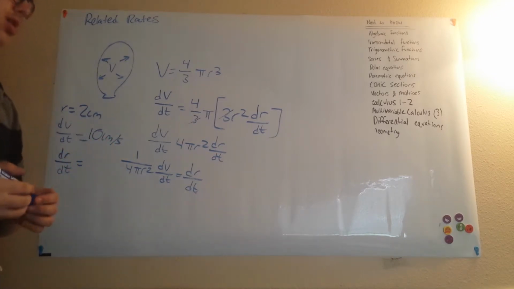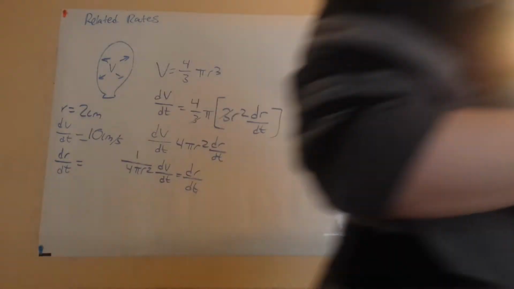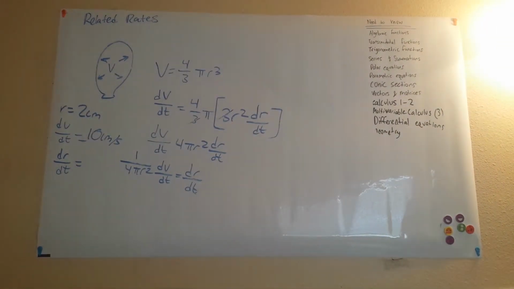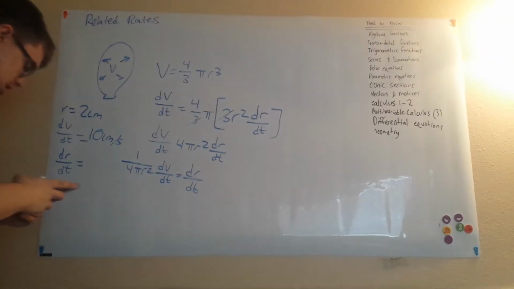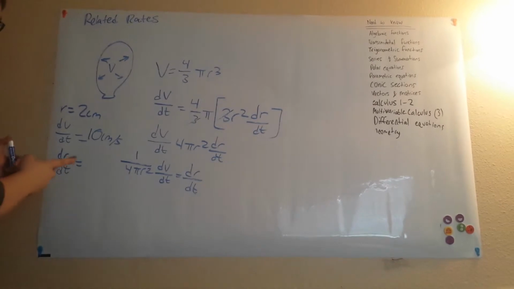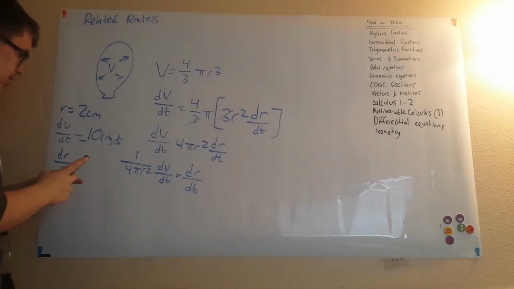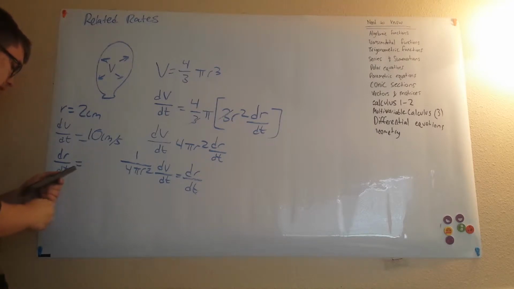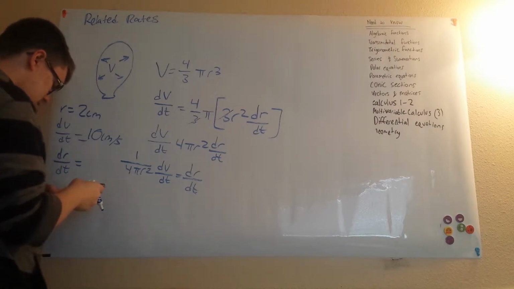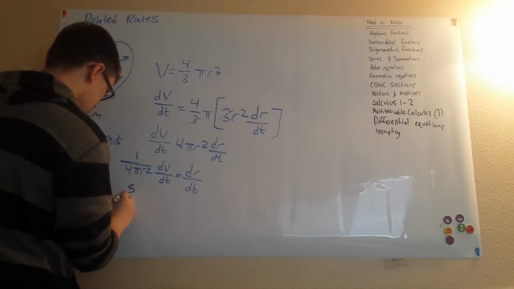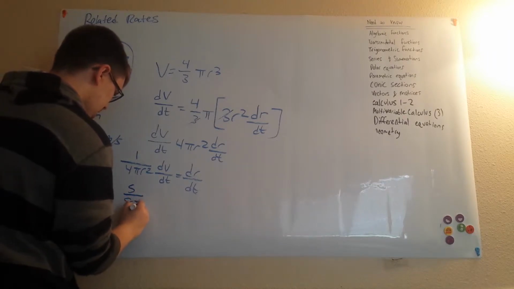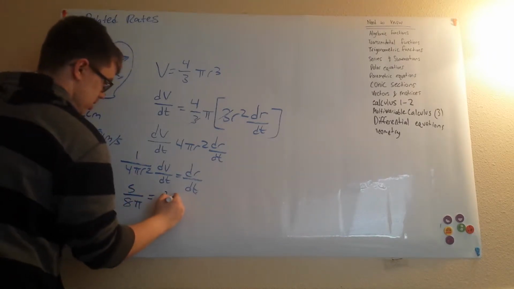So we want dr/dt. Well, we can just plug in these values. So we get 1 over 4 pi times the radius squared times my rate of change of volume. Well, let's see, this is 4 times 16, so 10 over 16. So we get 5 over 8 pi is dr/dt.